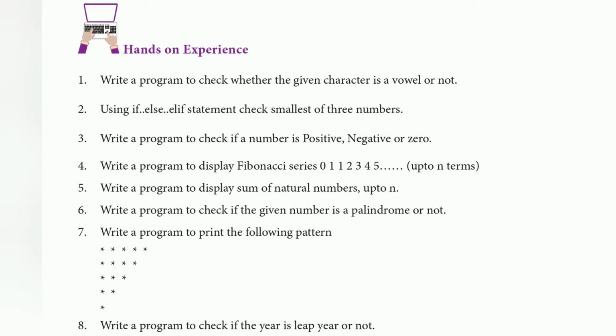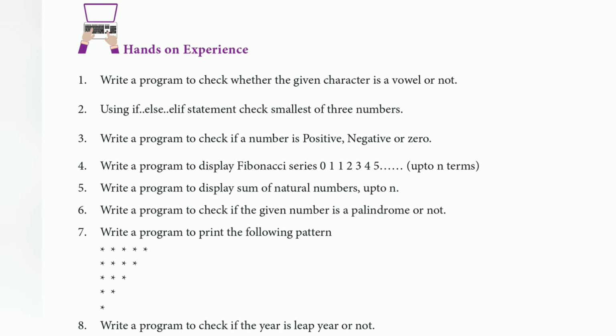Okay, these are the programs given in Chapter 6. So let's see the first one. Write a program to check whether the given character is a vowel or not. When you read the question, you have to decide which type of control structure should be used to develop the program. Here it is clearly given whether the given character is a vowel or not. So you have to use an if else statement.